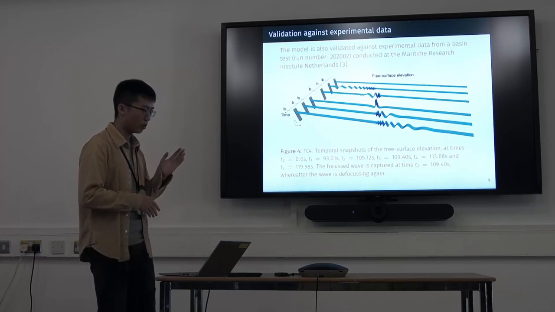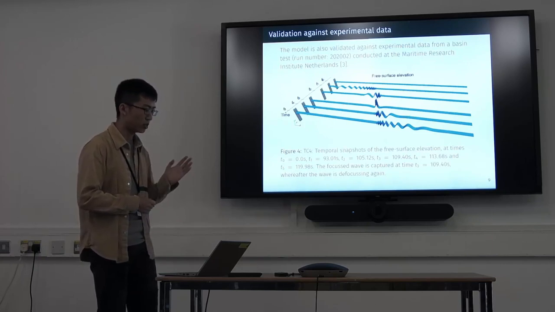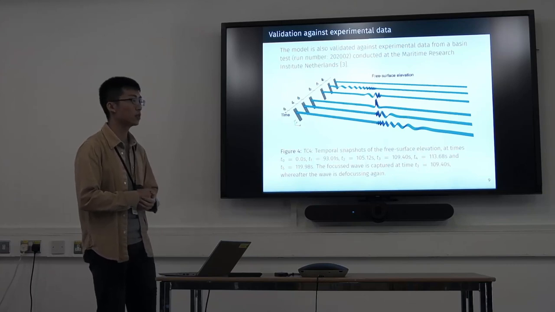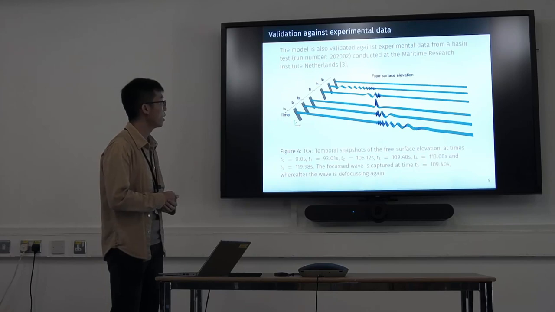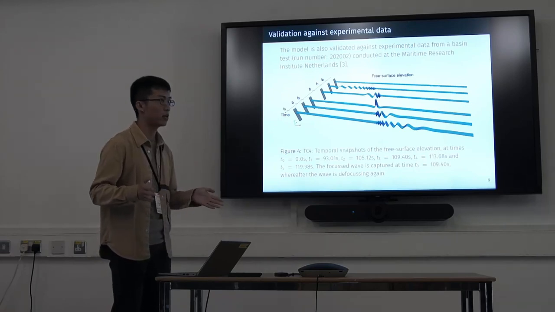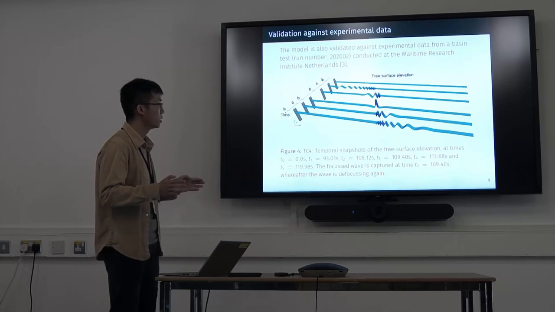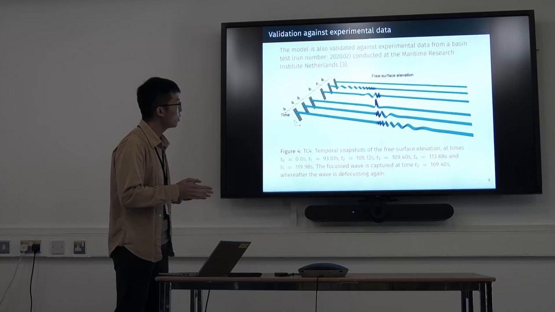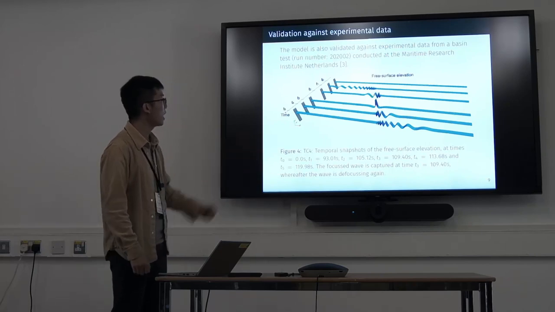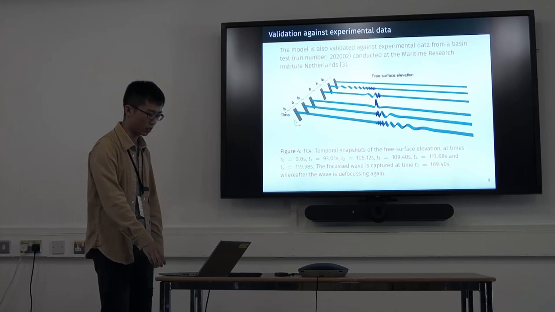So there will be a piston wave maker on one side, and it will generate a group of waves. But due to the dispersion effect, the waves generated later will have long wavelengths, and they will travel faster, so that at some time they will form a focused wave at T3, and after that the wave will defocus again.